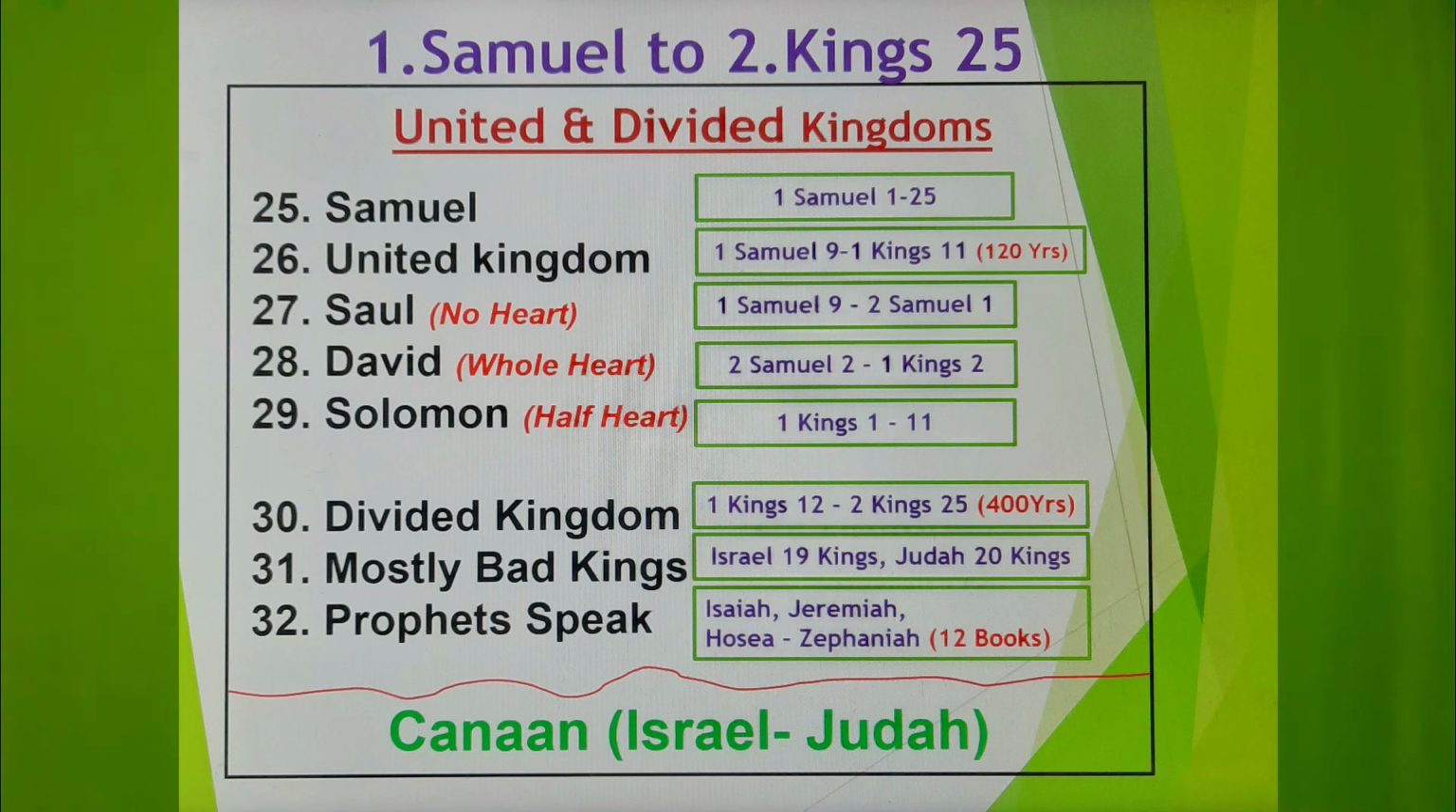So the United Kingdom, it is 120 years actually, it is mentioned there. There were 3 kings, names are already there: Saul, David the second one, and the third is David's son Solomon. These 3 ruled the land for 40 years each.